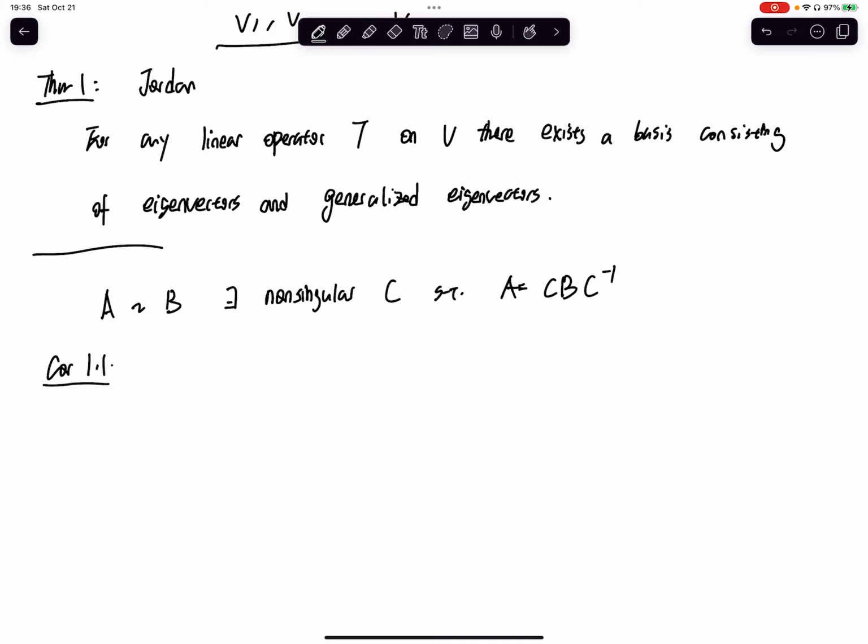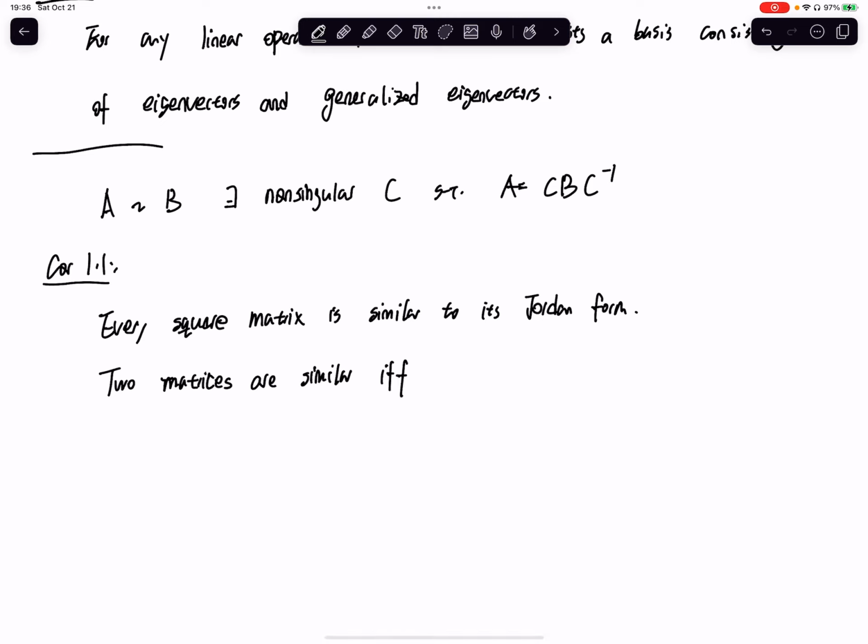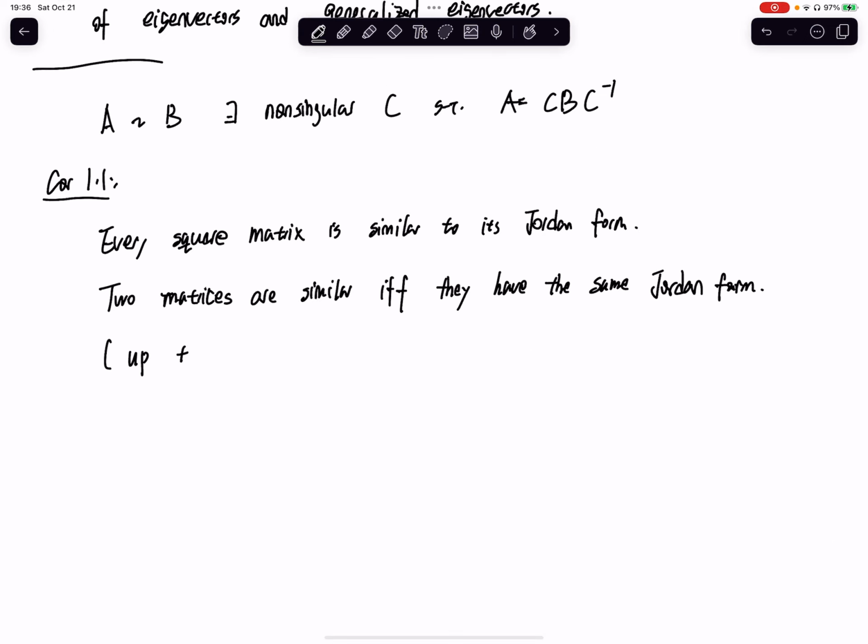So a corollary is that every square matrix is similar to its Jordan form, and so of course two matrices are equivalent or are similar if and only if they have the same Jordan form, and of course up to some permutation of Jordan blocks.